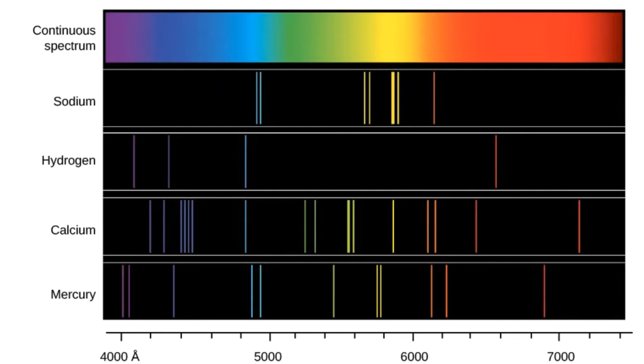What you've got at the top there is a continuous spectrum, so that's all wavelengths and energies present. And then there are four familiar elements underneath, and you can see they've each got their own unique signature of line spectra. Each line there represents a particular wavelength or frequency or energy of photon, and they've all got their own unique fingerprints, because each element has got its own energy levels.